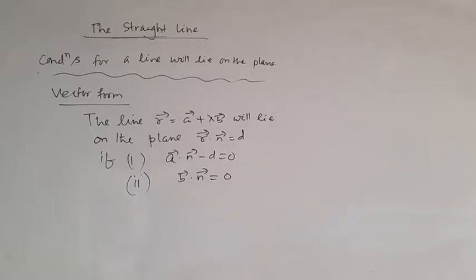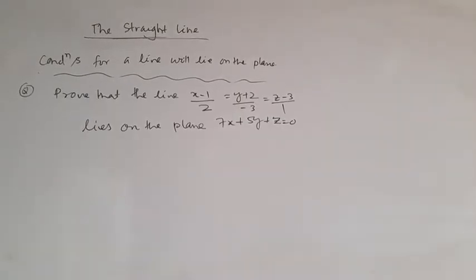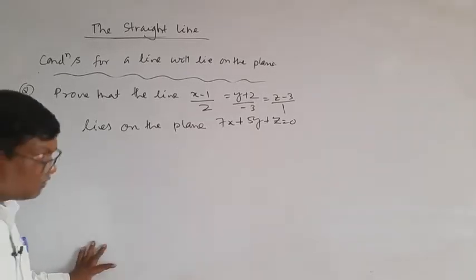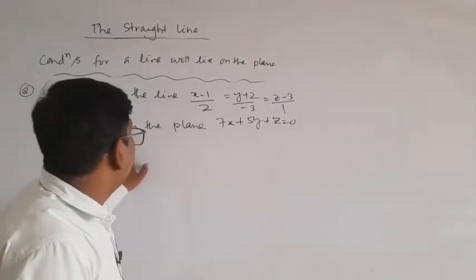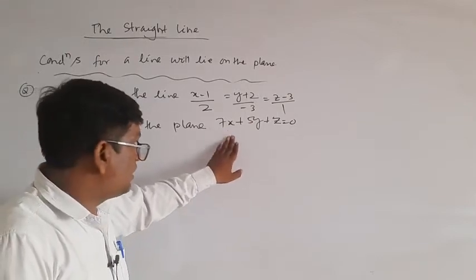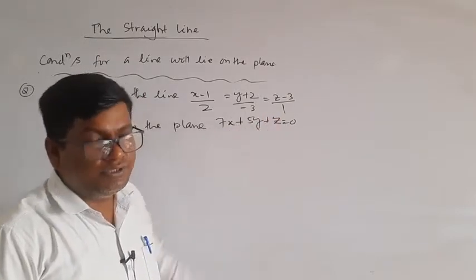Now one question: prove that the line (x minus 1) by 2 is equal to (y plus 2) by minus 3 is equal to (z minus 3) by 1 lies on the plane 7x plus 5y plus z is equal to 0.